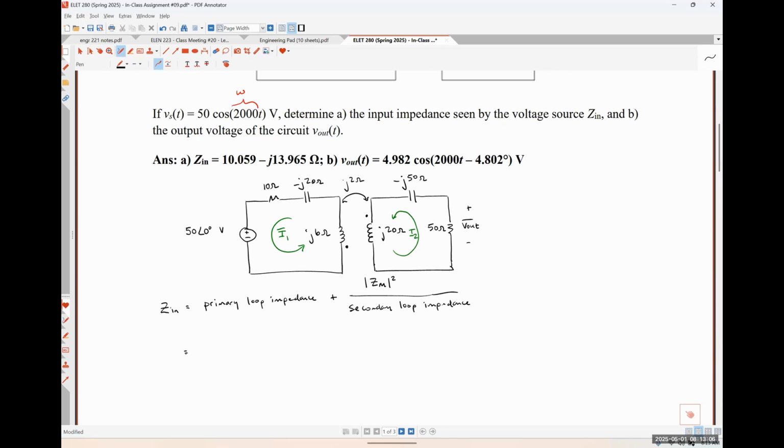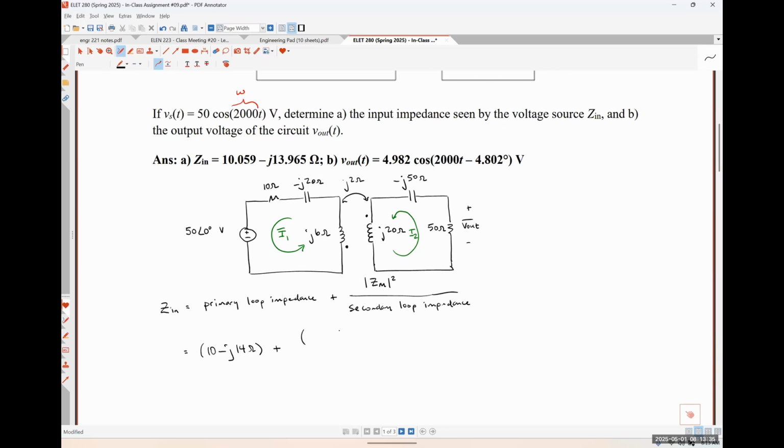Negative j14, right? 6 minus 20 is negative 14. Throw the j's back in. Okay. So I'll write that as 10 minus j14 ohms. Are we all okay with that? I usually put the real part first and the imaginary part second. Okay.